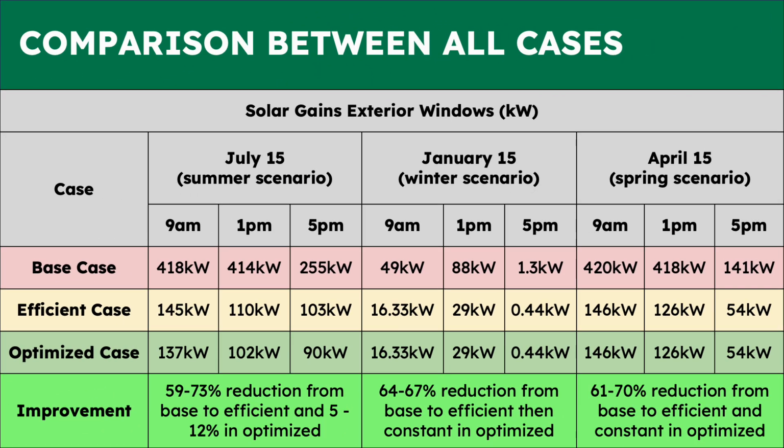The solar gains comparison for July 15 shows a 59 to 73% reduction from base case to efficient case and 5 to 12% reduction in optimized case. The solar gains comparison for January 15 shows a 64 to 67% reduction from base case to efficient case, then constant in optimized case. The solar gains comparison for April 15 shows a 61 to 70% reduction from base case to efficient case and constant in optimized case.